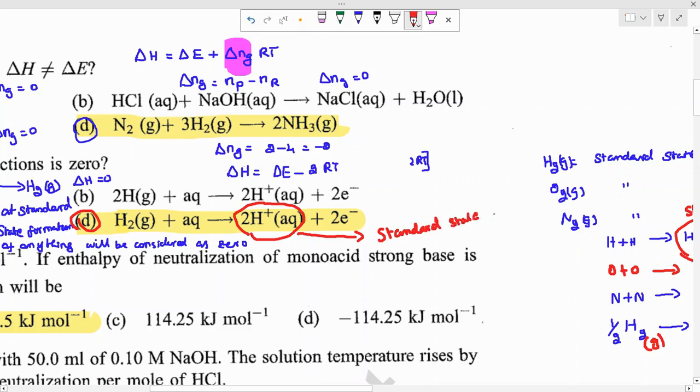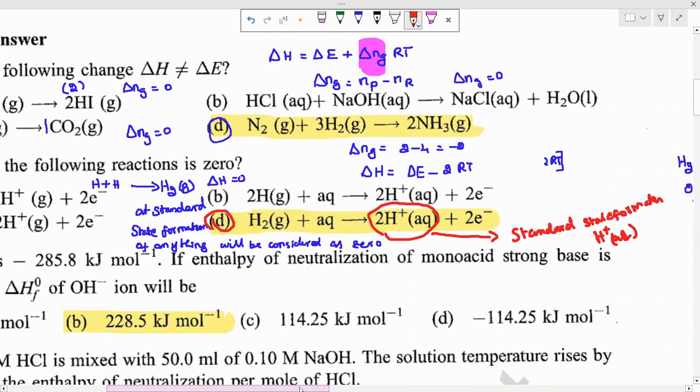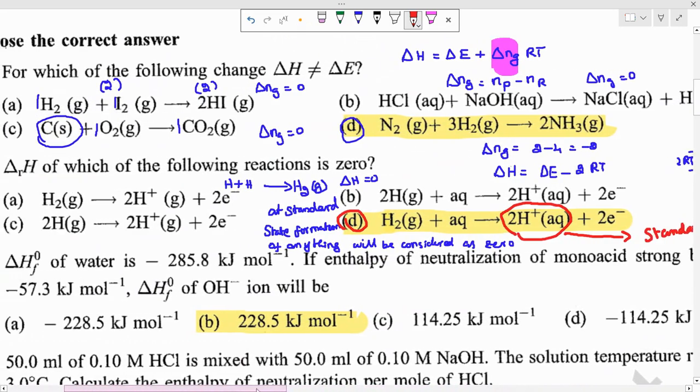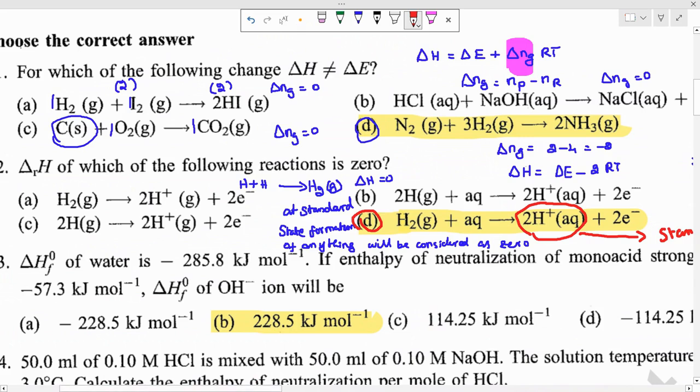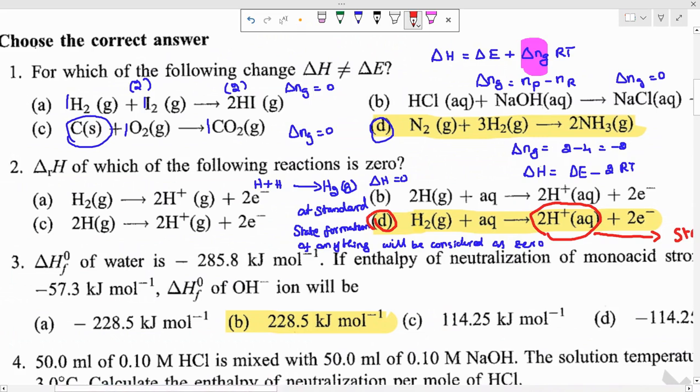So standard state formation of the ion, that is H plus ion, and standard state formation of O2, standard state formation of N2, all will be considered as zero enthalpy change reactions. Okay, then we will solve this one. Look at this question number 3.